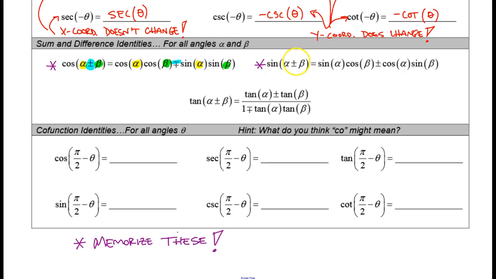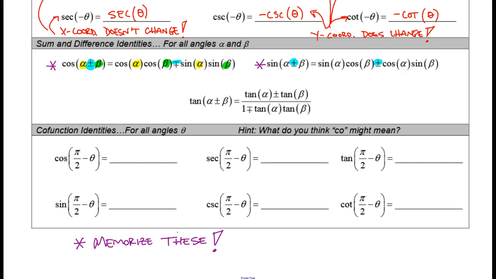For the sine of alpha plus or minus beta, if I have a plus sign there, I have a plus sign there. Okay, so that's sometimes tricky for students, and that'll make more sense as I get into actually showing you an example or two in the next couple videos.